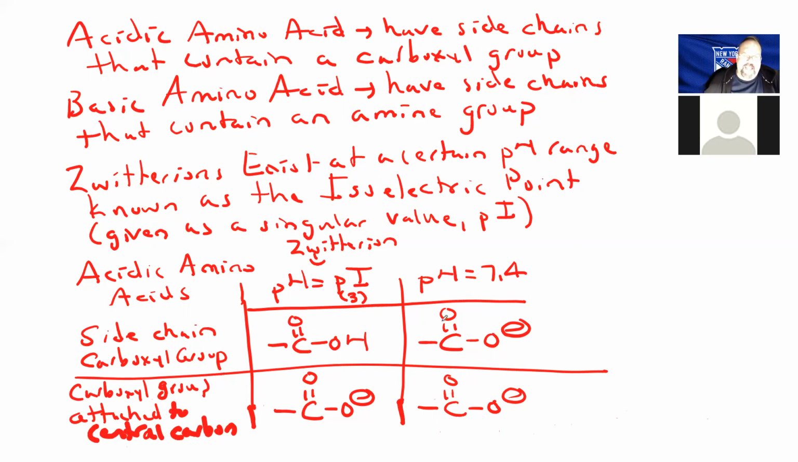And that, in this case, should make sense to you, because if you think about a carboxylic acid, 7.4 is slightly basic conditions. Can we have an acid under basic conditions? The answer is no. What happens to the carboxyl group under basic conditions? It loses the hydrogen, just as we would expect.